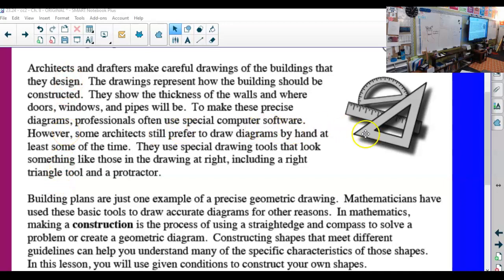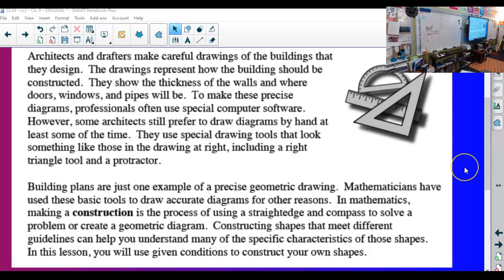Architects and drafters make careful drawings of buildings that they design. The drawings represent how the building should be constructed. They show the thickness of the walls and where doors, windows, walls, and pipes will be. To make these precise diagrams, professionals often use special computer software. However, some architects still prefer to draw diagrams by hand at least some of the time. They use special drawing tools that look something like those in the drawing on the right, including a right triangle tool and a protractor.